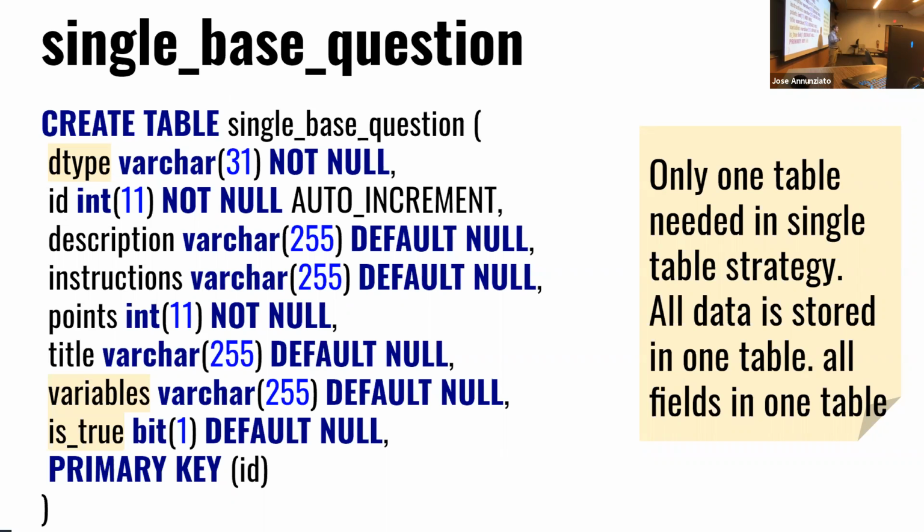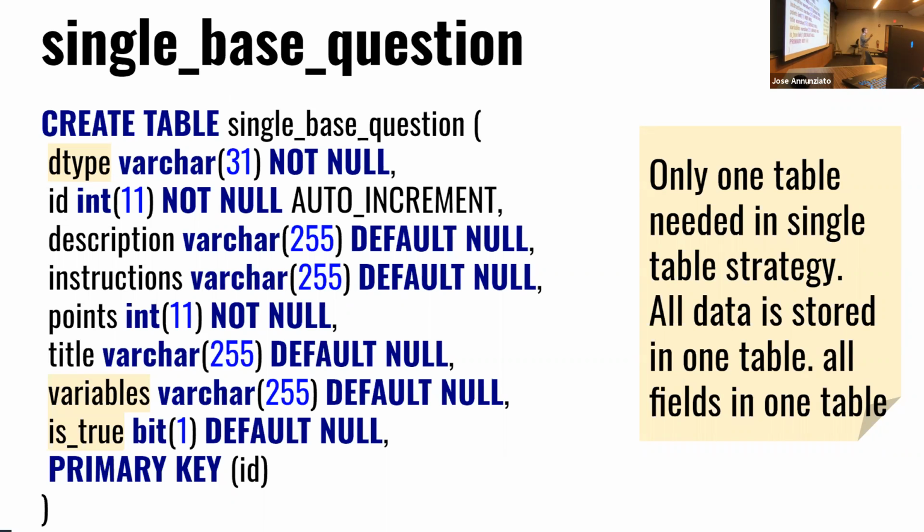Everybody good? Okay. Oh yeah, and additionally, there would be an additional field that was not in the original classes, but usually it's called type or D type or something, right? That is going to let us know how we should interpret this record. Should we interpret this record as a true/false question, or should we interpret it as a fill-in-the-blank question?